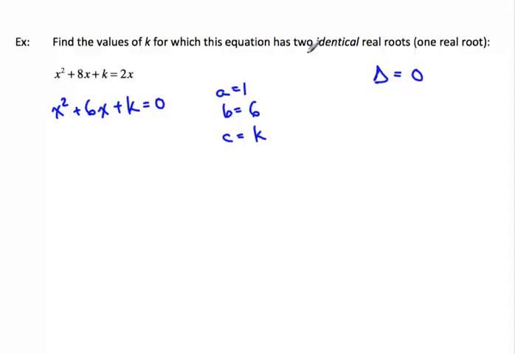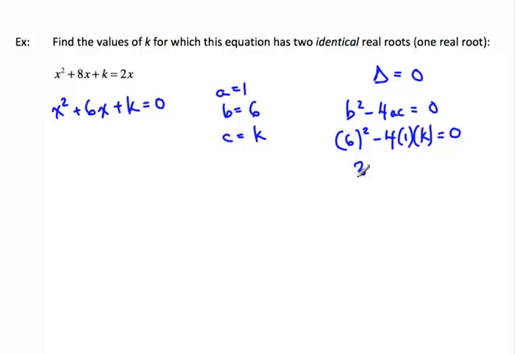But in order to have two identical real roots, or one real root, we've said we want the discriminant to be equal to 0. In other words, b squared minus 4ac is going to be equal to 0. And if I plug a, b, and c in here, I'm going to have only one unknown, and I'm going to be able to solve. In other words, we said b is equal to 6, so I get 6 squared minus 4 times a is 1, and c is k. And that all has to be equal to 0. The discriminant has to be equal to 0 in order to get one real root, for that whole square root thing in the quadratic formula to disappear and to end up with only one answer.